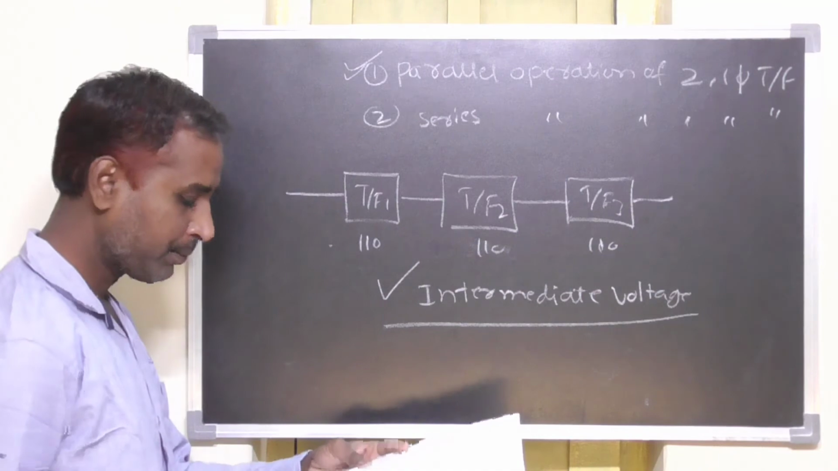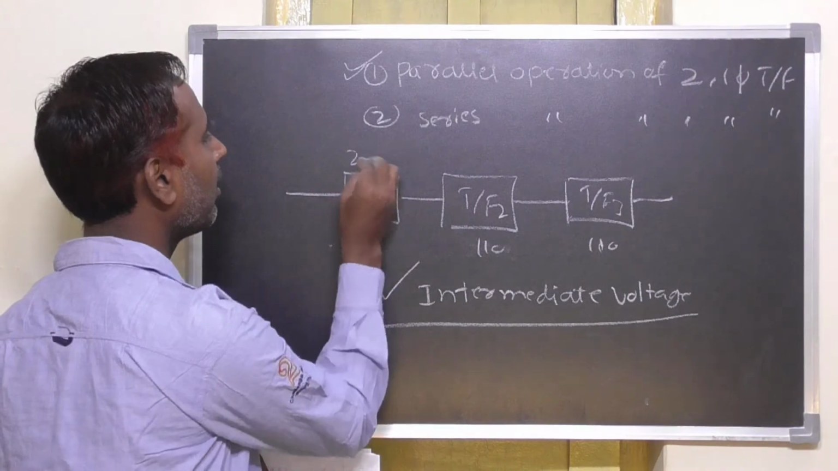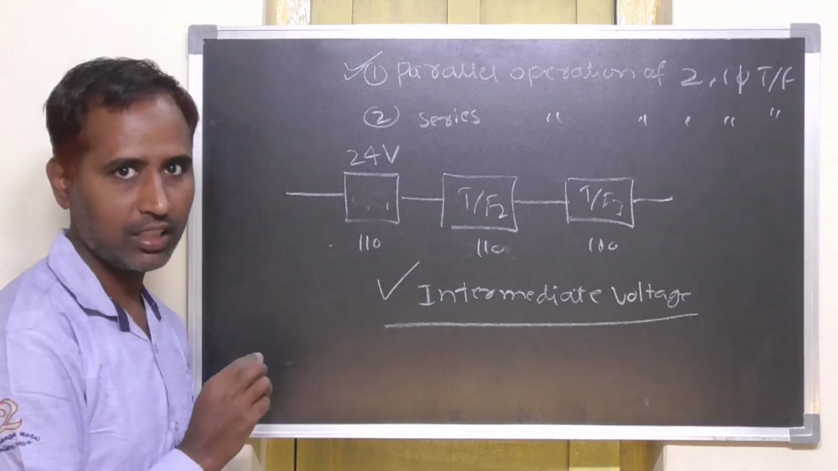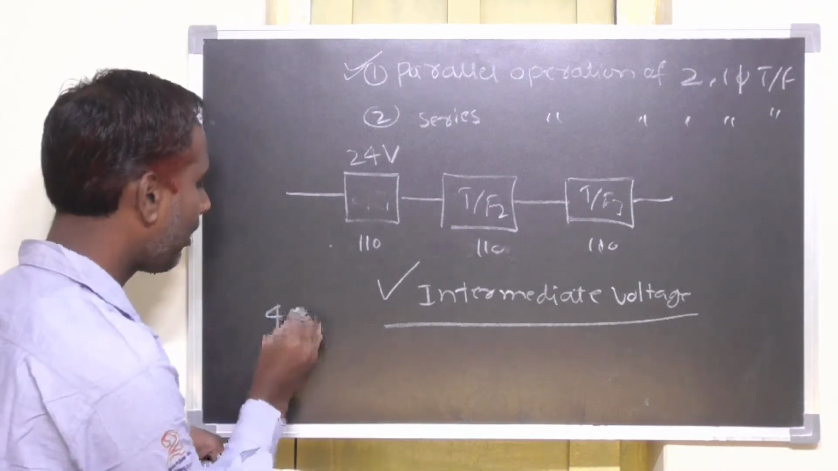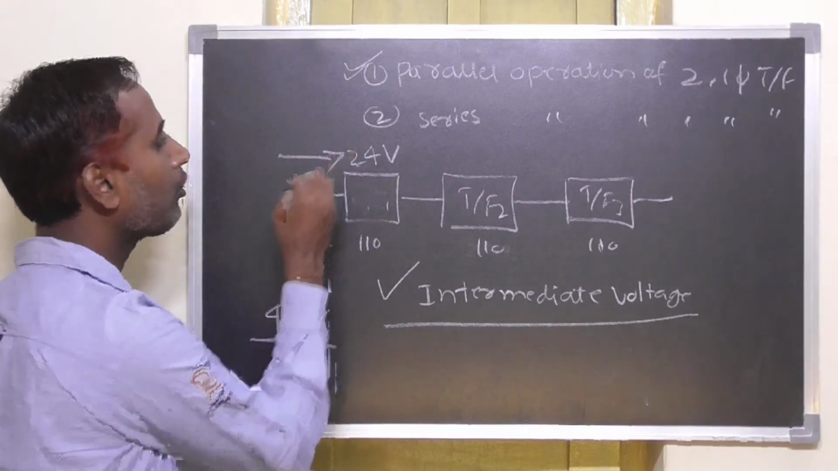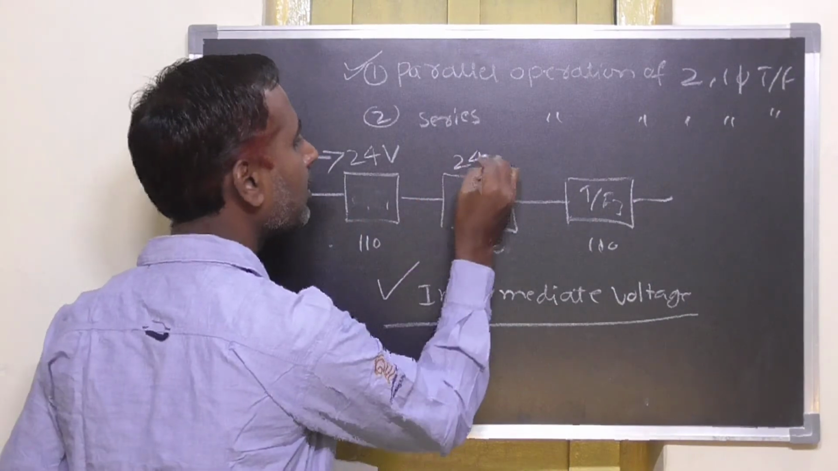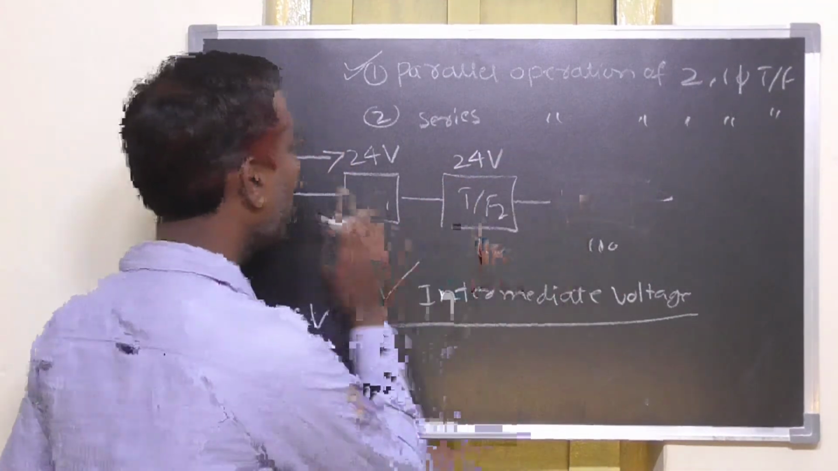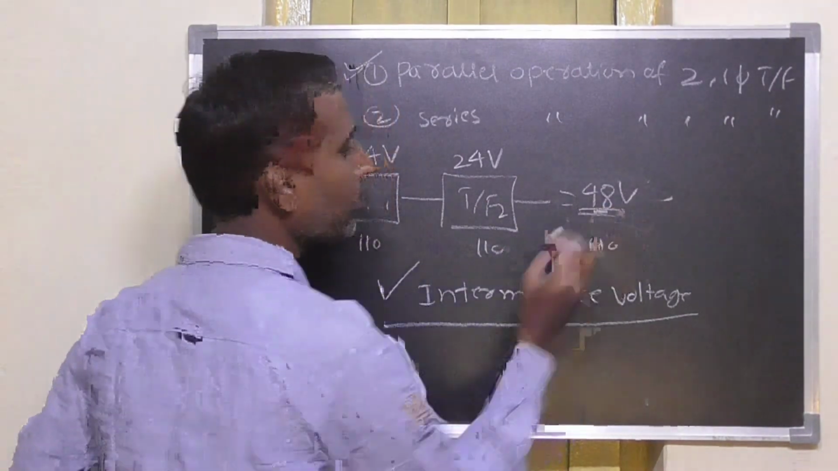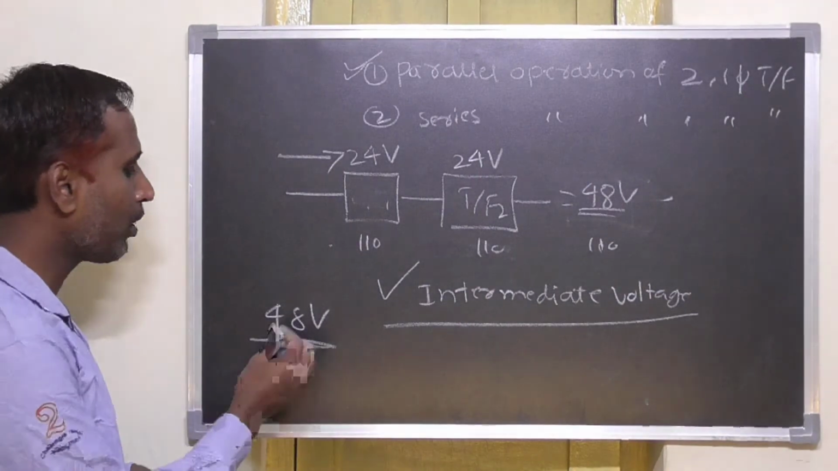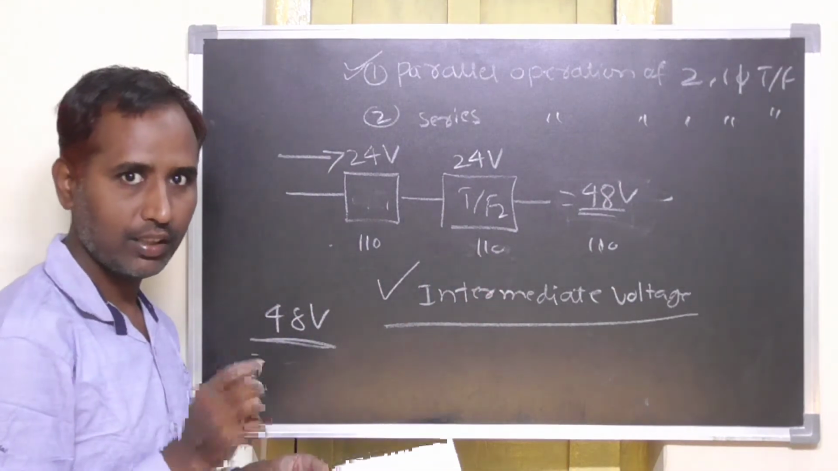For example, suppose a 24 volt transformer is there. I have a 24 volt transformer, but I want 48 volt. I have only a 24 volt transformer, then what can I do? I can connect two 24 volt transformers in series, and I will get 48 volt output. If I want more than that, then I can connect one more transformer.